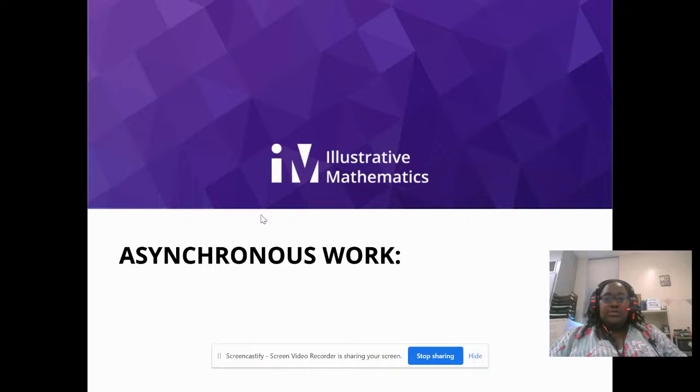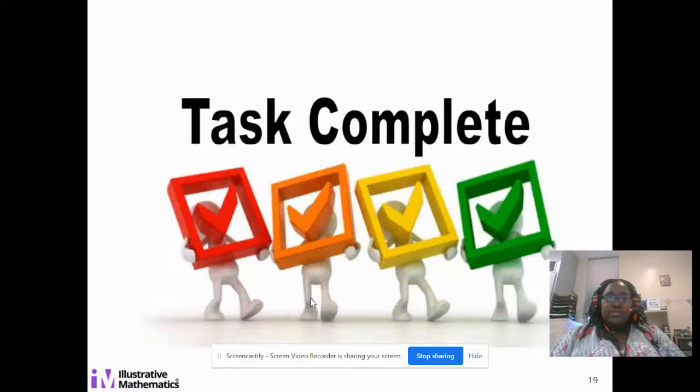And then the asynchronous work in the packet is slightly different. If you guys are doing a PowerPoint, you would just complete these 3 problems. And if you're doing the actual packet, then you'll complete the following pages until you get to lesson 3. But this is how you guys would complete lesson 2.